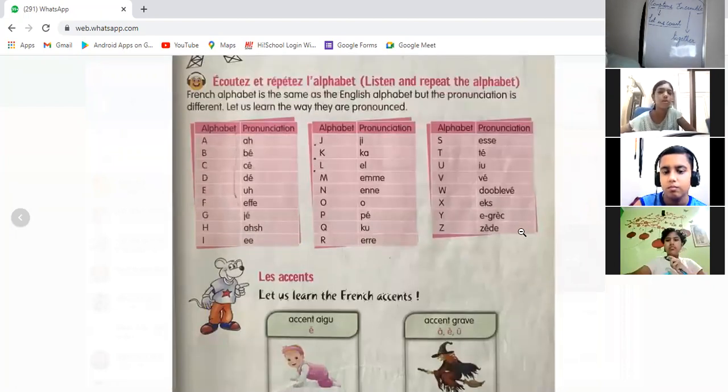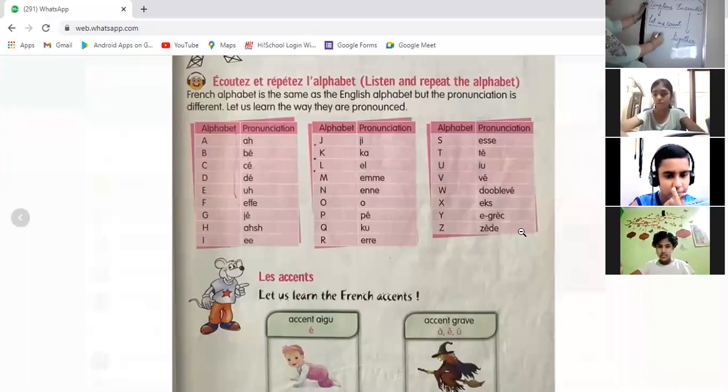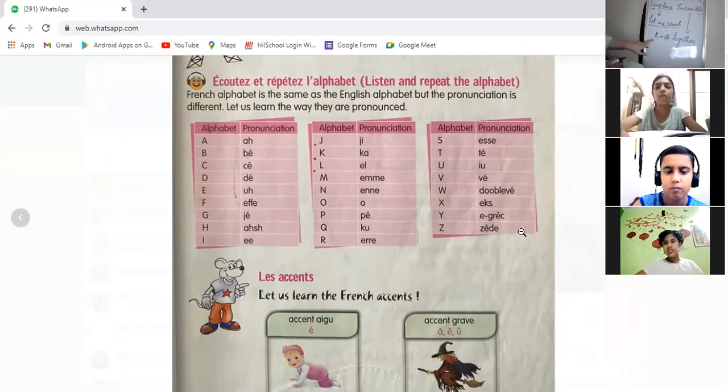Now, when we talk about alphabets, we have learned English alphabets as A, B, C, D, E, right? We have learned Hindi akshar like k, kh, g. What K is in English, in Hindi it's k. Similarly, in French there is a different pronunciation. It is written as K only, but we pronounce it as ka.